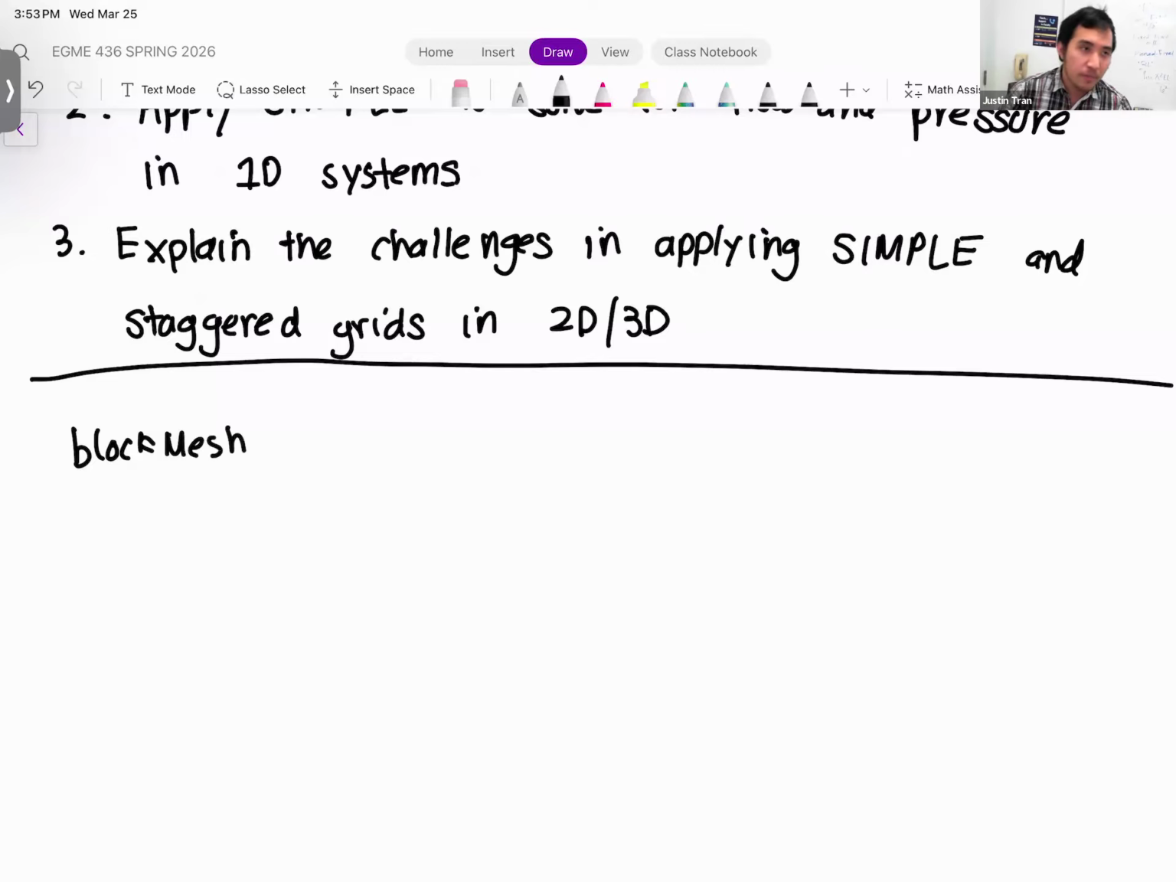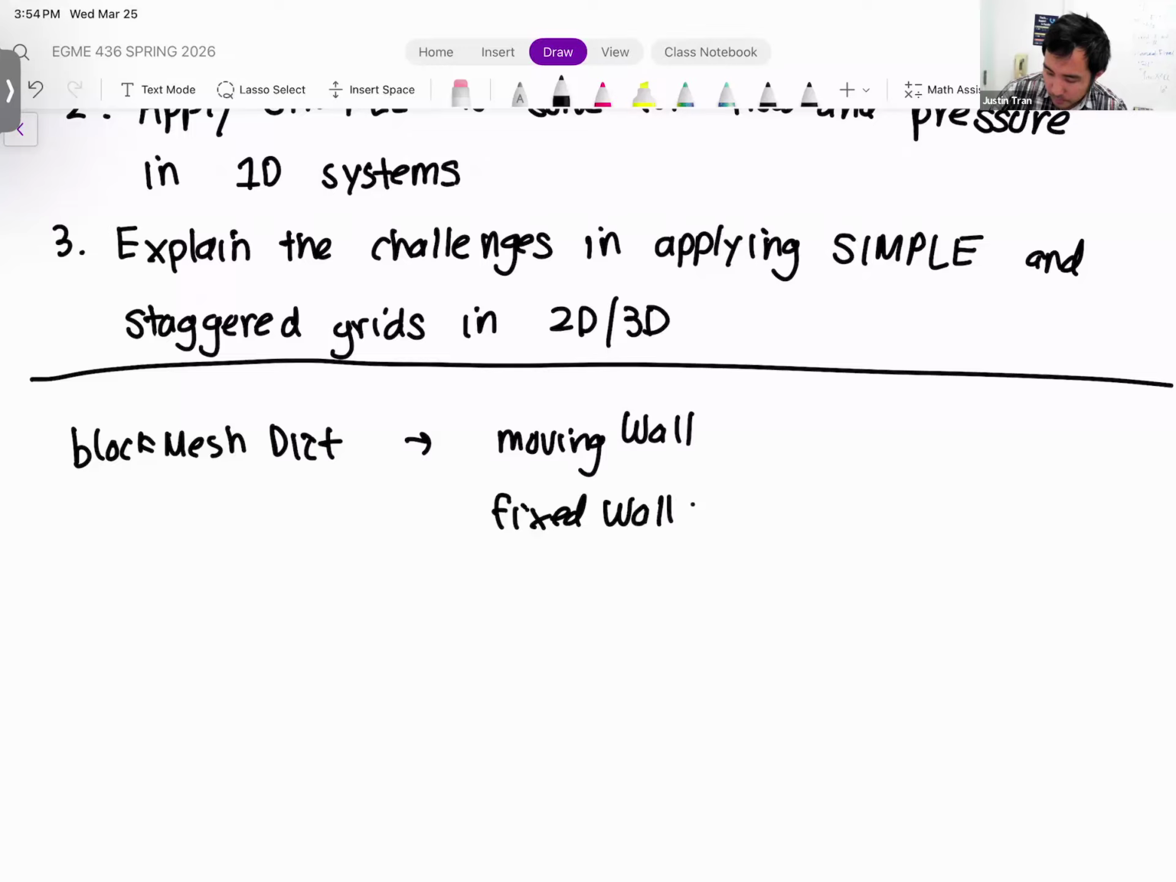Because you basically have to make a new boundary patch definition, right? Because at first you only have three. So you only have just the moving wall, you have fixed walls, and then the front and back, right?